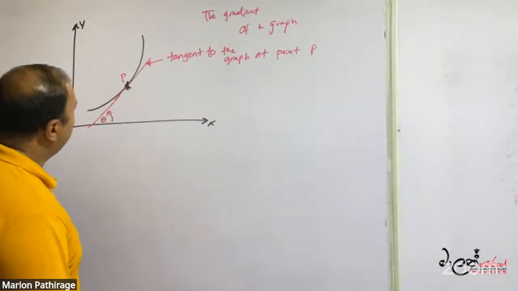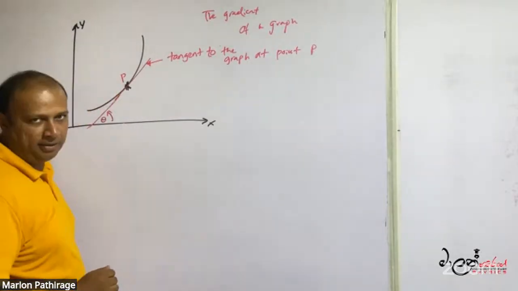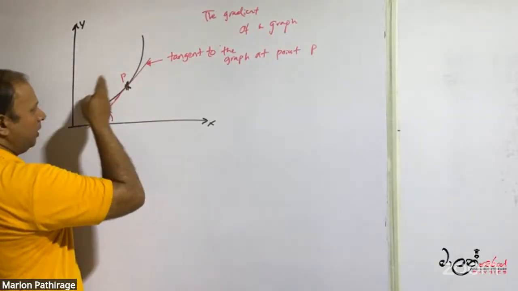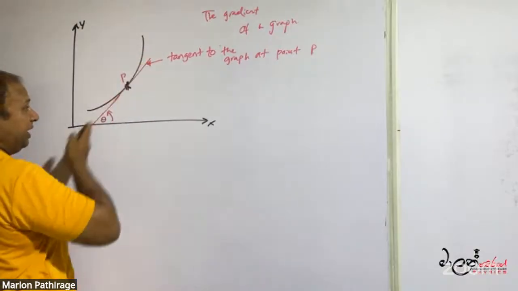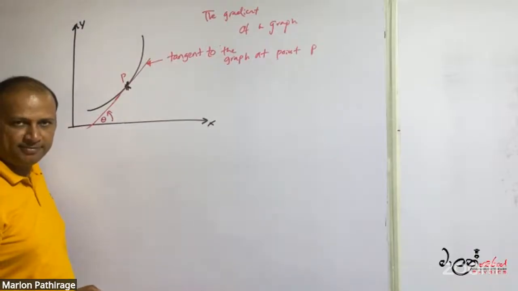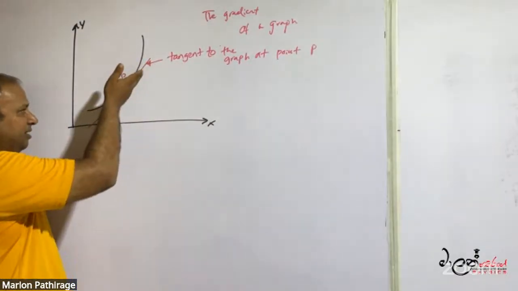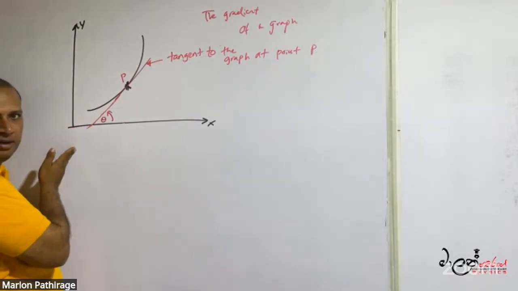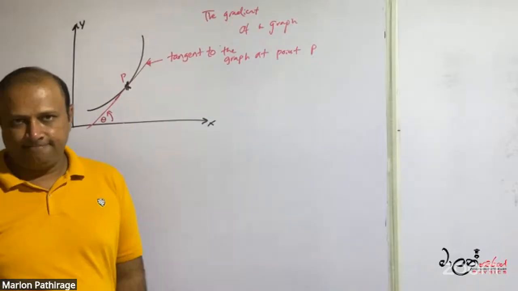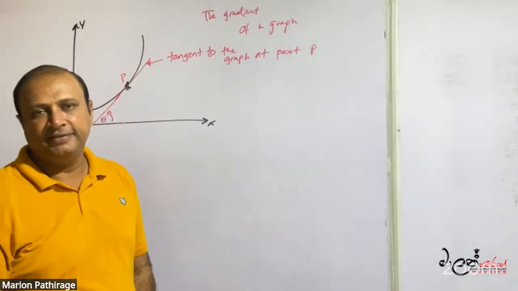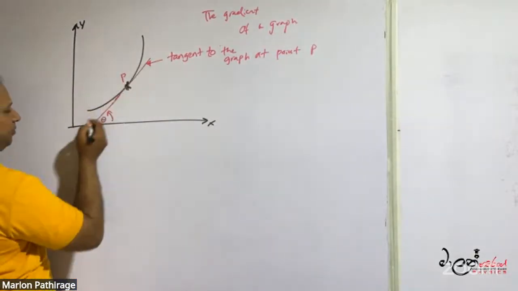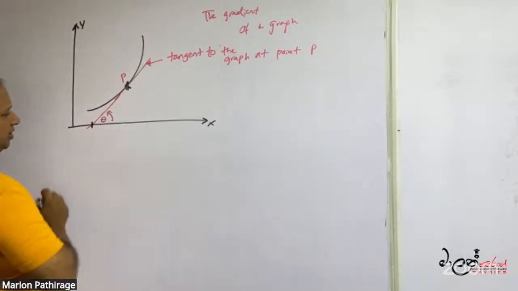The first thing you have to determine is where you want to find the gradient. Then you have to draw a graph. So you draw a tangent to the graph at that particular point, and that tangent should be extended until it touches the x-axis. Once you extend this tangent up to the x-axis, this is the intersection point.